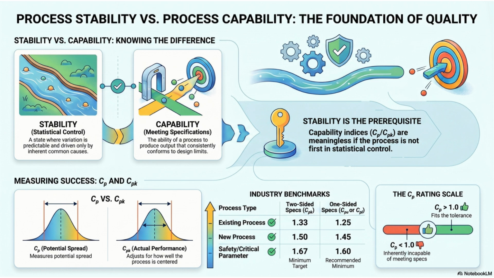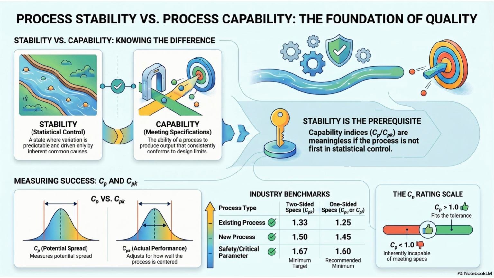Oh, so you have to know what perfect looks like first. Yes, you absolutely have to achieve statistical control first, meaning you've isolated and eliminated those unpredictable special causes. If your system is just constantly reacting to random glitches all day, you literally cannot reliably measure the underlying machinery.